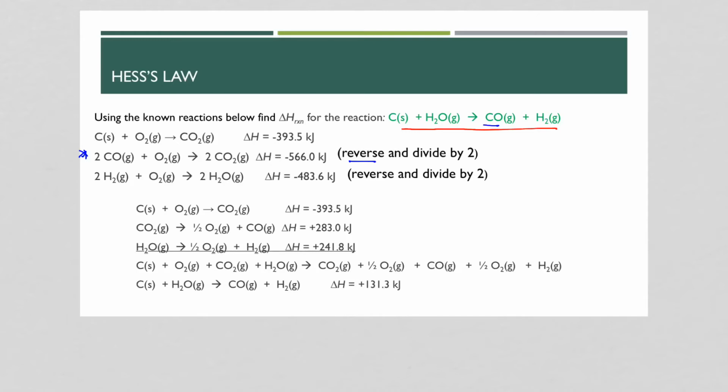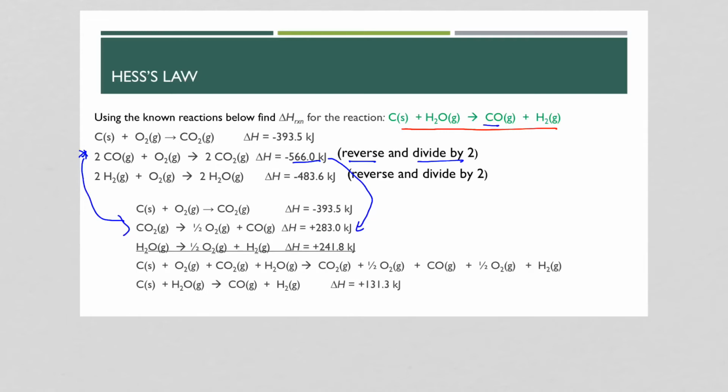Now, I also only need 1 mole of CO, and this reaction has 2. So if I reverse it and divide the coefficients by 2, I can get to this equation right here, which will help me get to the 1 mole of CO. And how did I get to this value? Well, I took this value, I changed the sign, and I divided it by 2. So now I have CO.